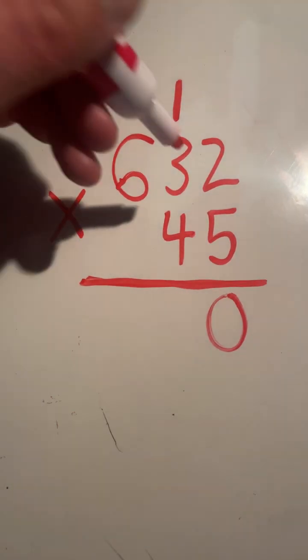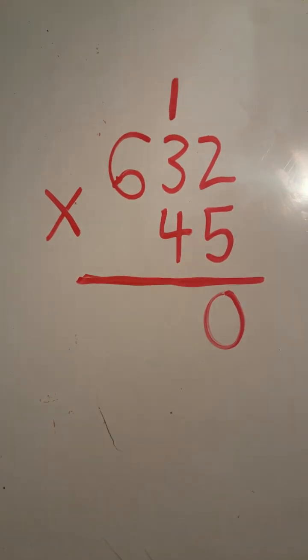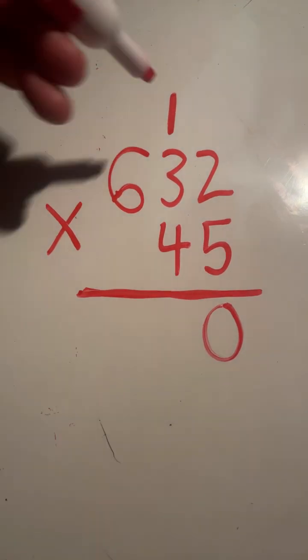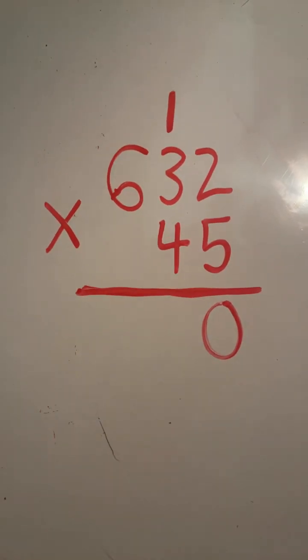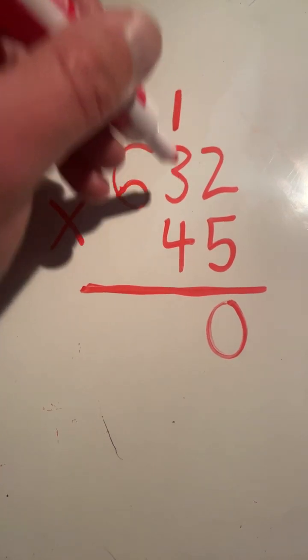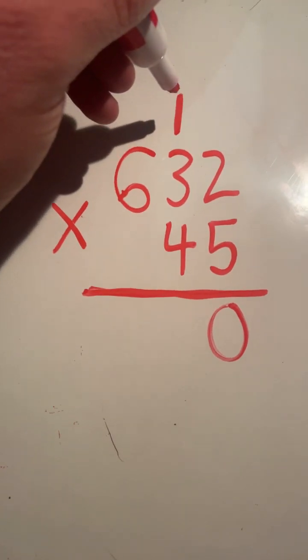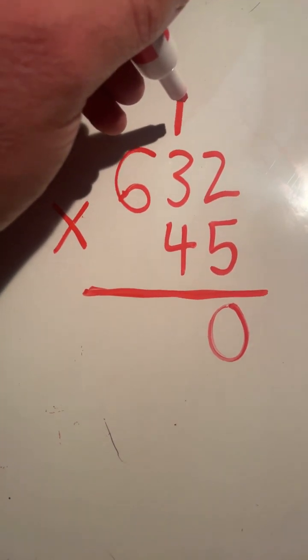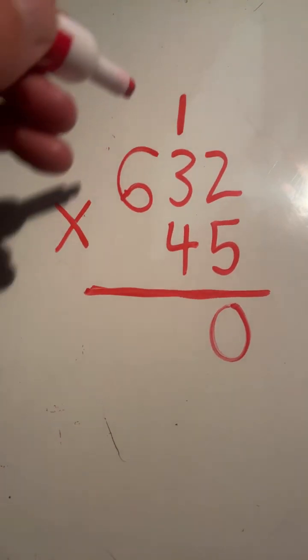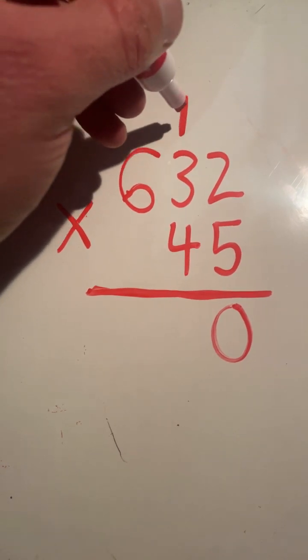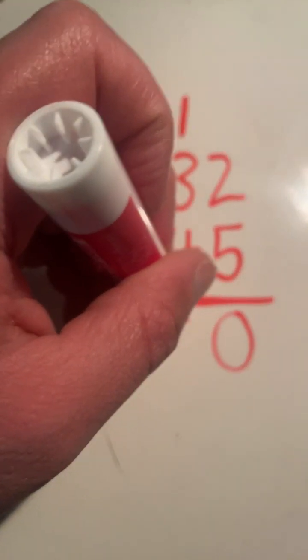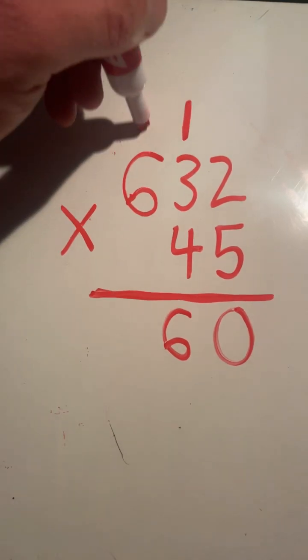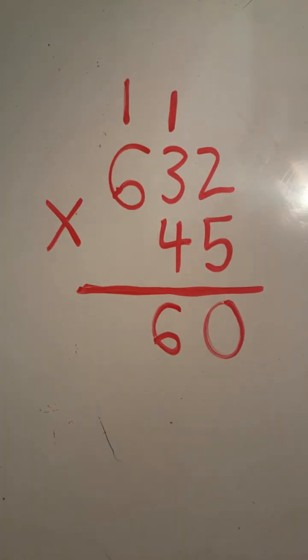Next thing we're going to do is multiply 3 times 5. And then we also have to add the 1 that we carried over. So 3 times 5 equals 15, plus 1 equals 16. Again, whenever our product is 10 or more, we need to regroup. So the 6 in 16 goes in the tens place. The 1 in 16 gets carried over to the hundreds place.